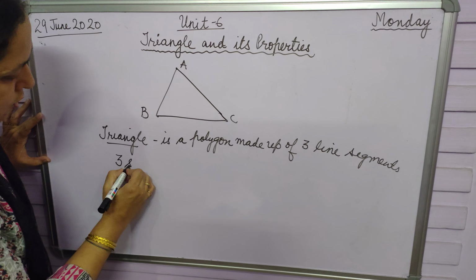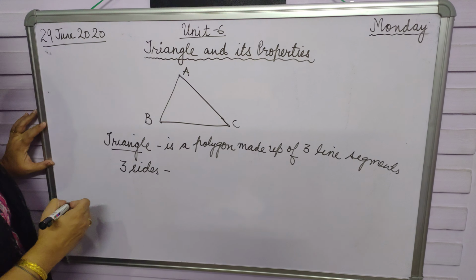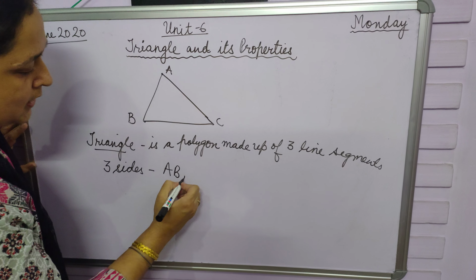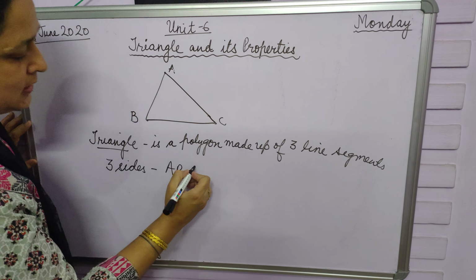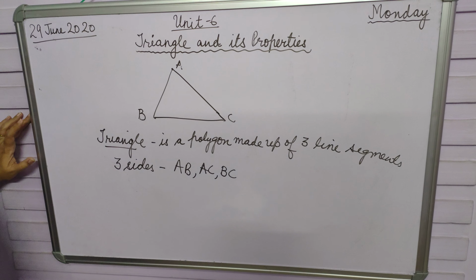The triangle has got 3 sides. Now what are these 3 sides? The first side is AB. These all are line segments. AC and BC. There are 3 sides.